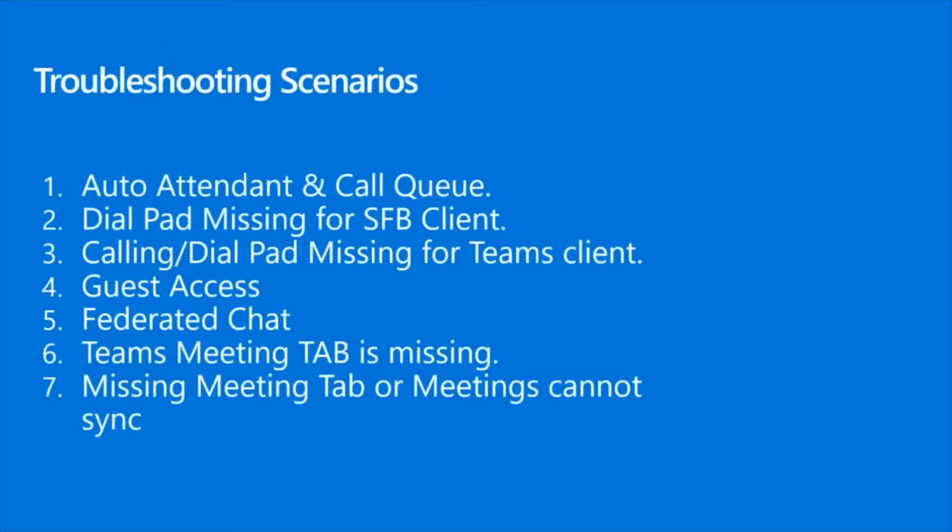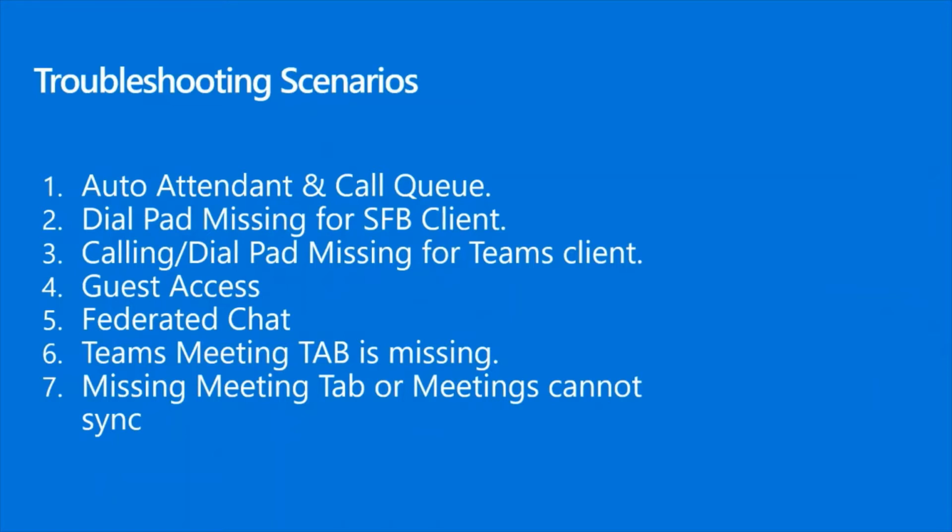Now coming to the section that is extremely important, and that is troubleshooting. In troubleshooting, we are going to talk about 7 scenarios: auto attendant and call queue, and dial pad missing scenarios for the Skype for Business client. We'll not dwell a lot on this because we are not getting these cases a lot these days. However, it's an interesting scenario. The same applies for dial pad missing for the Teams client.